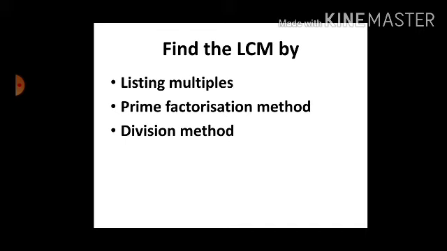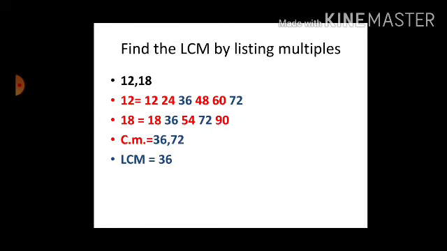Now find the least common multiple. Three methods: first one, listing multiples, then the prime factorization method and the division method. Now first one, listing multiples. Find the LCM by listing multiples, for example 12 and 18. Listing multiples means we write the multiples of each number and take out the common multiples.